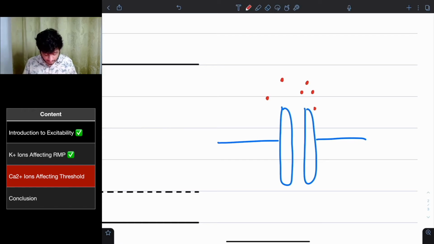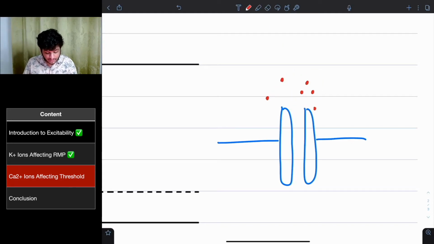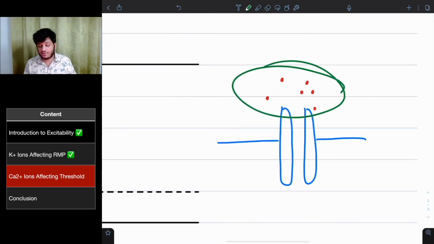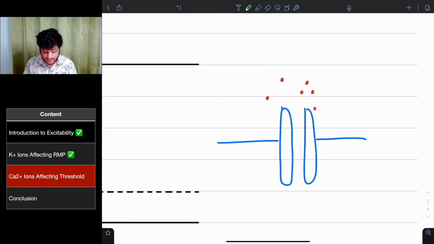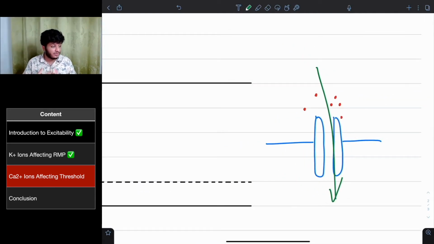Now, this means that there will be less disturbance of sodium ions to enter the cell, right? Because both sodium and calcium ions are positively charged, so there will be repulsion as they're entering, right? So if the concentration of calcium ions is lower, that means that there will be less disturbance for sodium ions to enter the cell. That means that the cell would easily be depolarized, right?